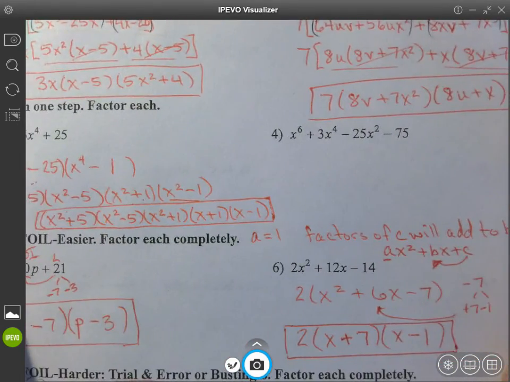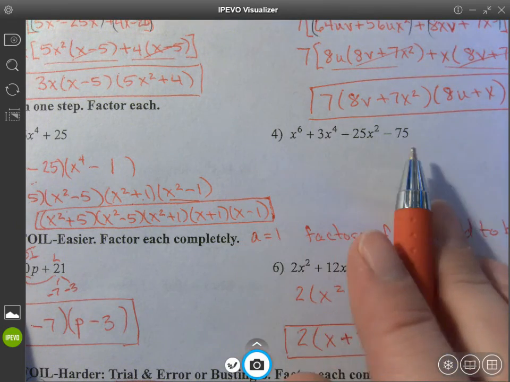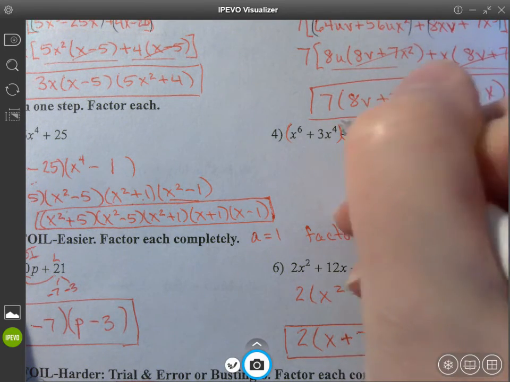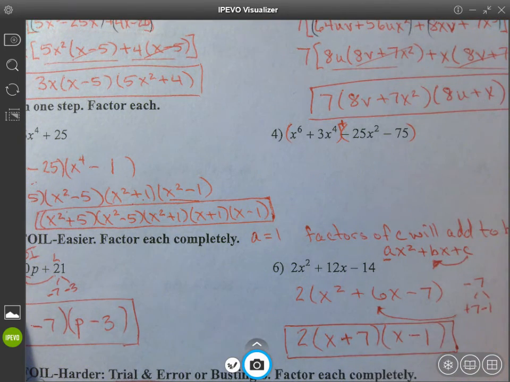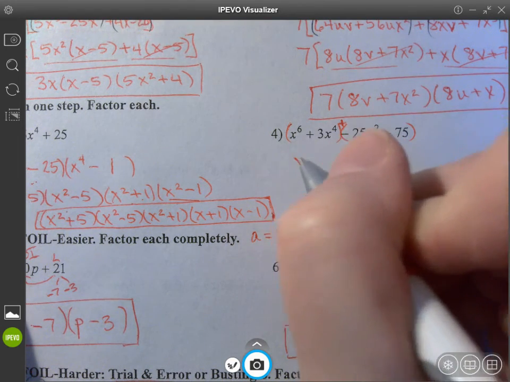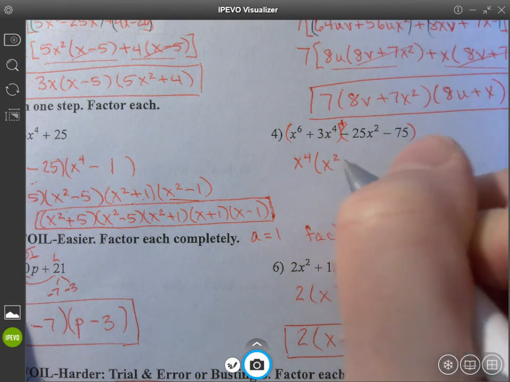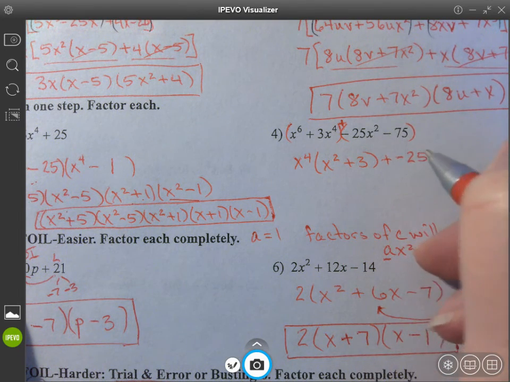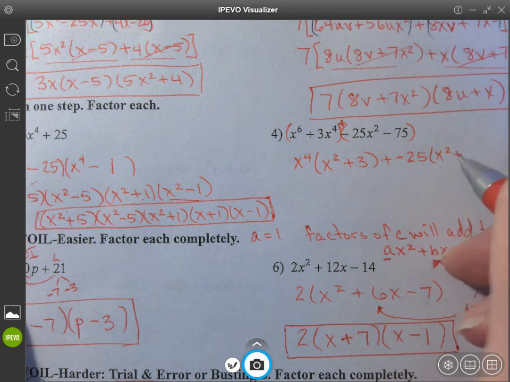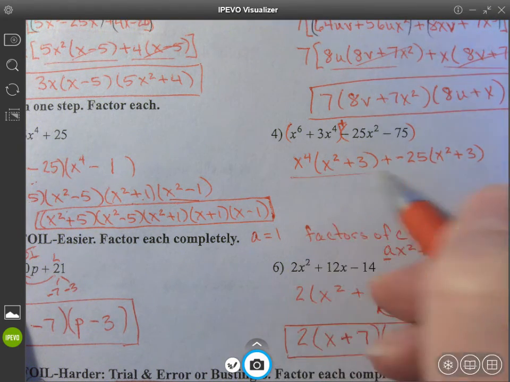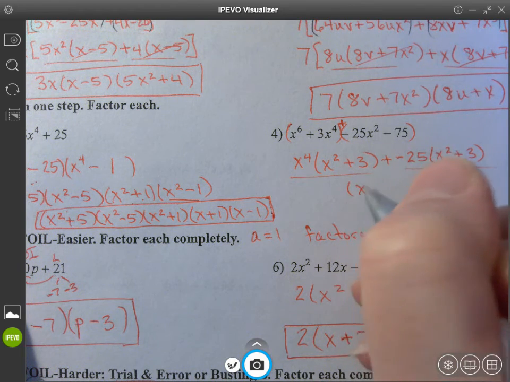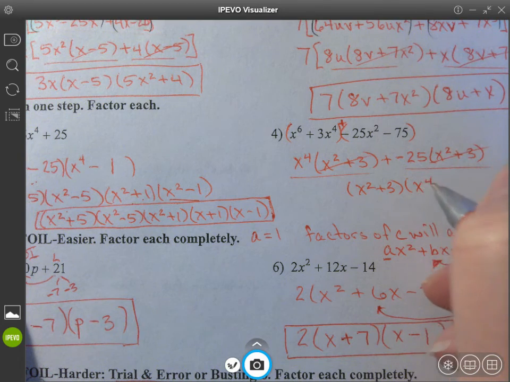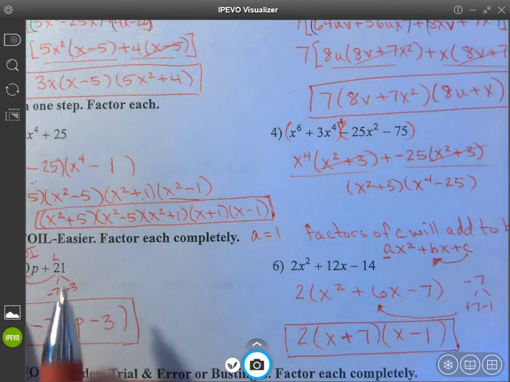Okay, so looking at number 4, no GCF, okay? So I'm going to come in and I'm going to group. Remember, we squeeze that minus sign in and put a plus sign because we don't want to multiply there. The first set, I can take out x to the 4th. I'm left with x squared plus 3. The second set, I'm going to take out a negative 25 to change it to a positive x squared and a positive 3. So looking at these two pieces, they have in common x squared plus 3. Take that out. I'm left with x to the 4th minus 25, which is what we had over here.